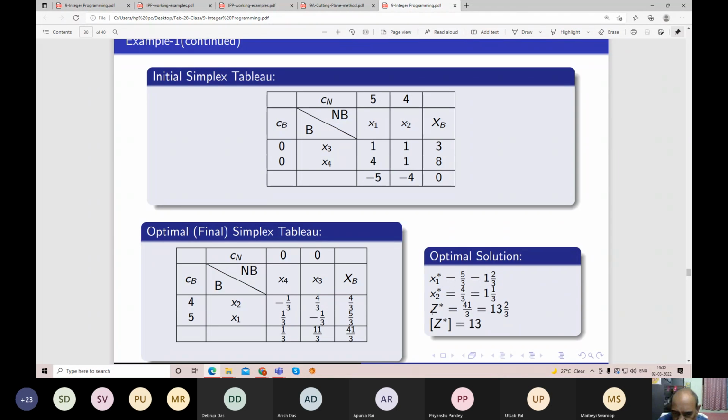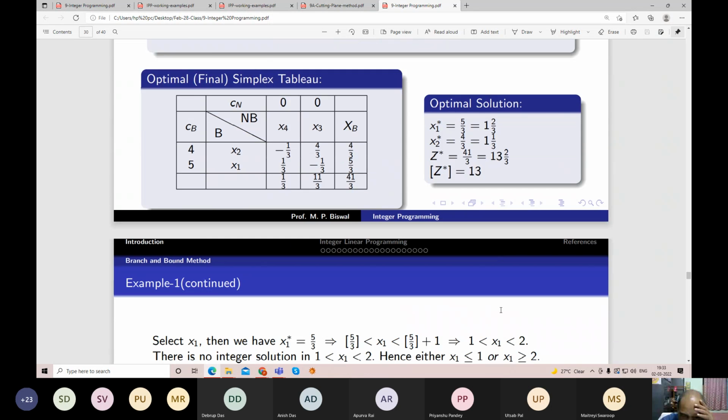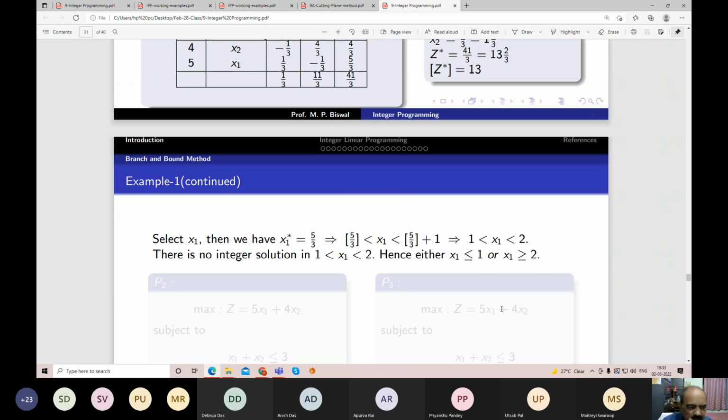Anyone you can consider, no problem, but here the solution is like this. x1 star equal to 5 by 3. It has the largest fractional part, 2 by 3, and x2 equal to 4 by 3 has fractional part 1 by 3, and z star, as you know, is 41 by 3, but the integral value of z star is 13. So we would like to know what is the optimal solution. What is the rule here? We have selected x1. Why have we selected x1? Tell me why. It is the largest fractional part.